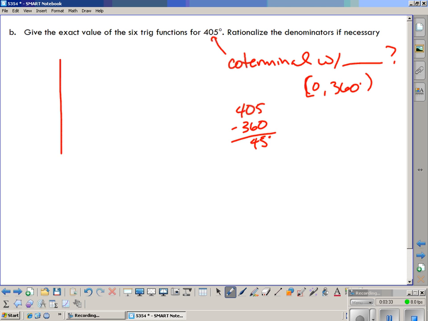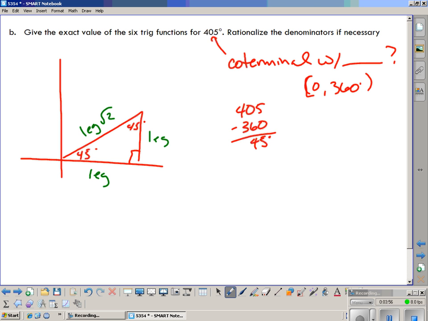So when you set this up, you're in quadrant 1. You have 45 degree angle here, 45 degree angle here. Now the big question is, now what's the sides worth? And the answer is, it really doesn't matter what the sides are worth, because you know the relationship. You know that this is a 45, 45, 90 triangle. So this is leg, leg, leg square root of 2.